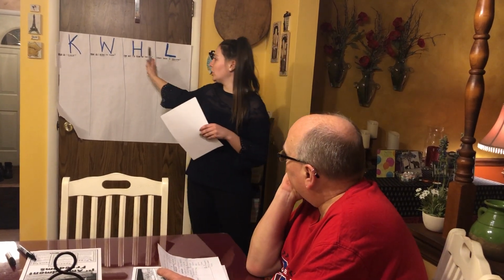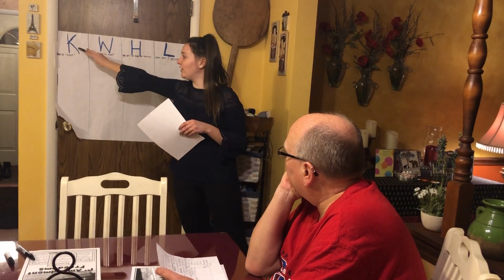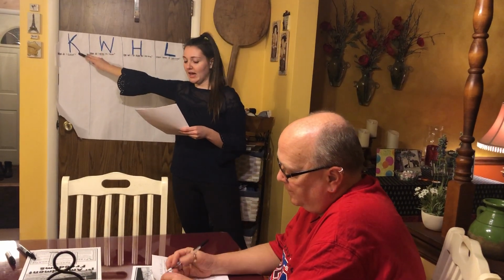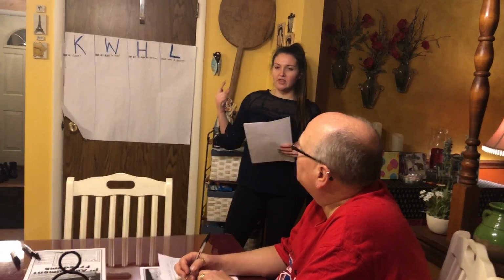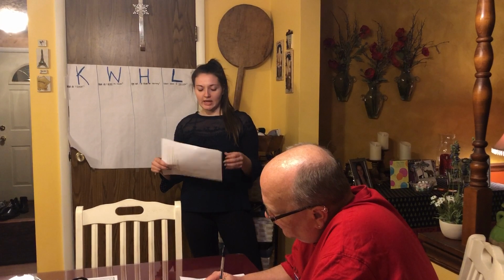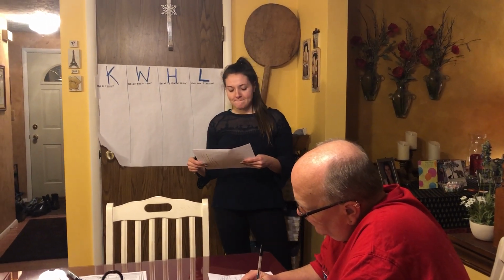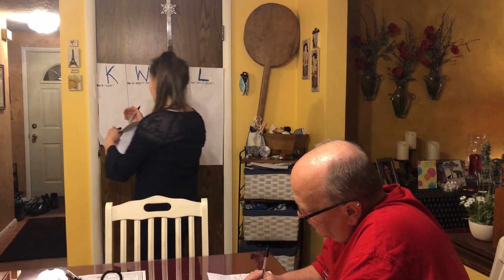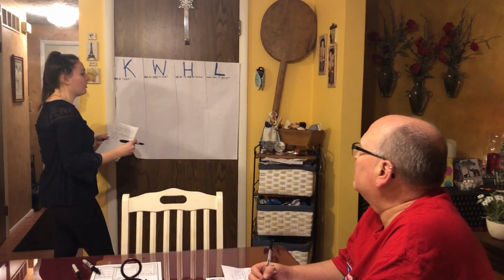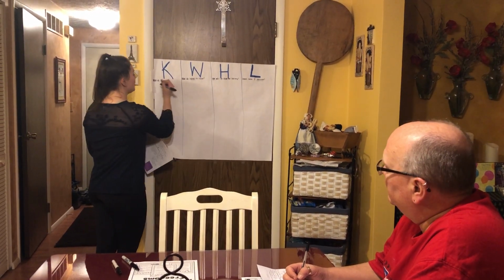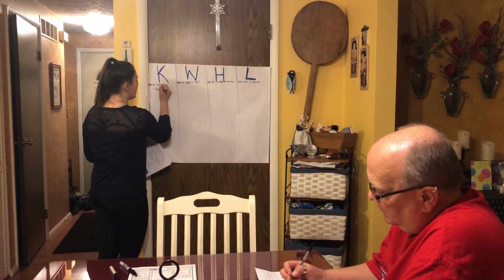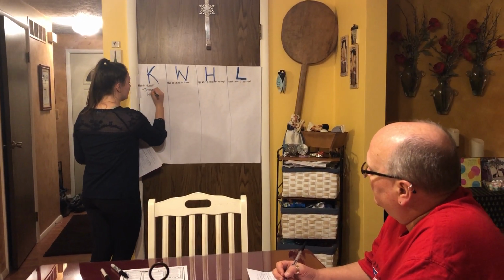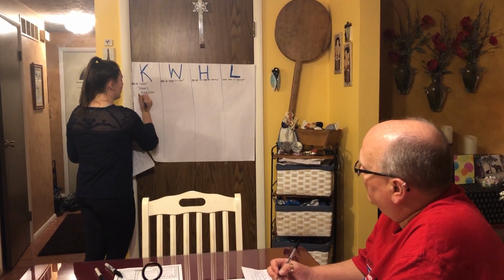So let's first take a look at our chart. Can everyone find the K column? The K column is the what do I know column. So first, think about what do you know about the First Amendment? Give you a minute to think about what you know, jot down some notes. So I'll give you an example. I know that the First Amendment was written by James Madison. So I'm going to write James Madison under the what do I know.